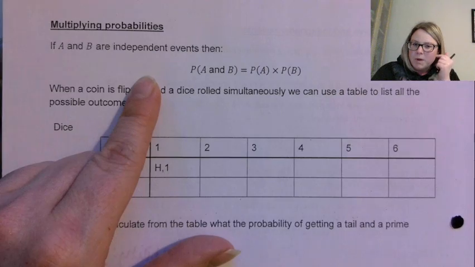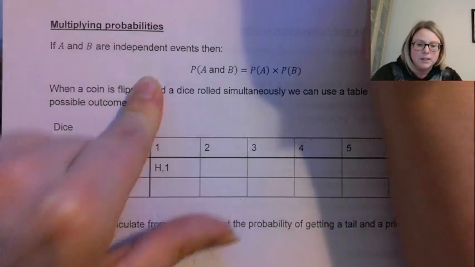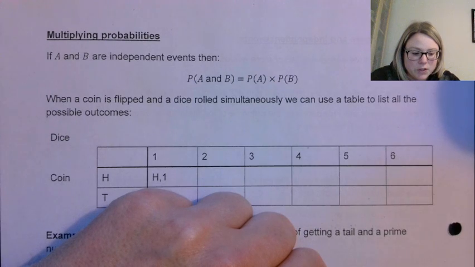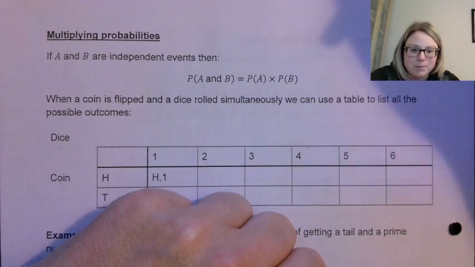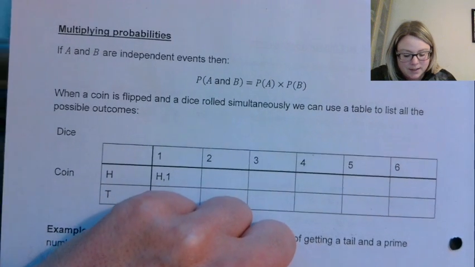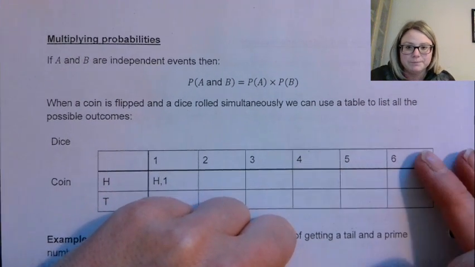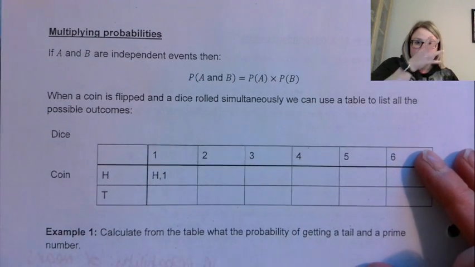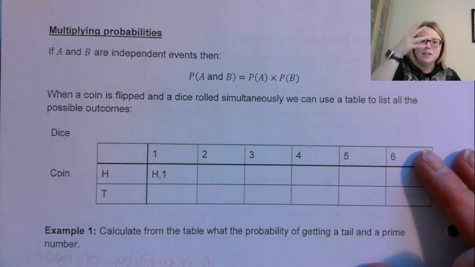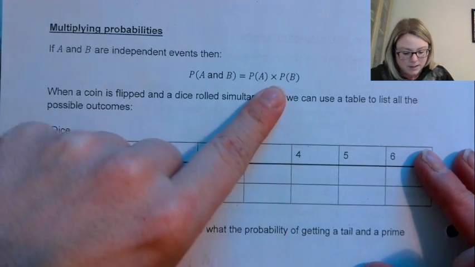Now, if you remember yesterday, whenever we had the word 'or' in our probability questions, that meant we added the probabilities together. The rule here that we're looking at today is that if we are looking at what's the probability of this thing happening and this other thing happening, then you multiply the probabilities together.